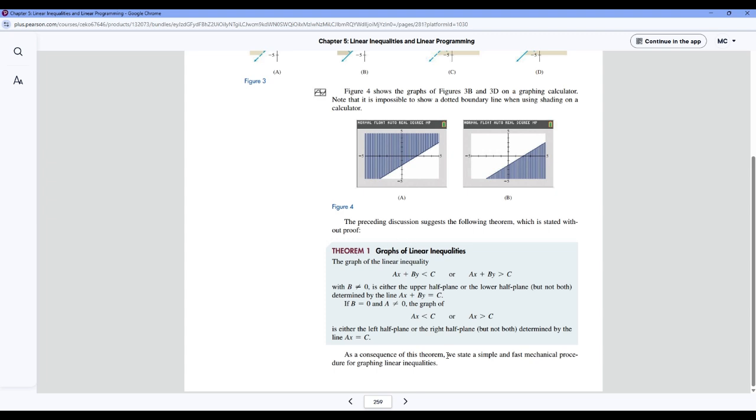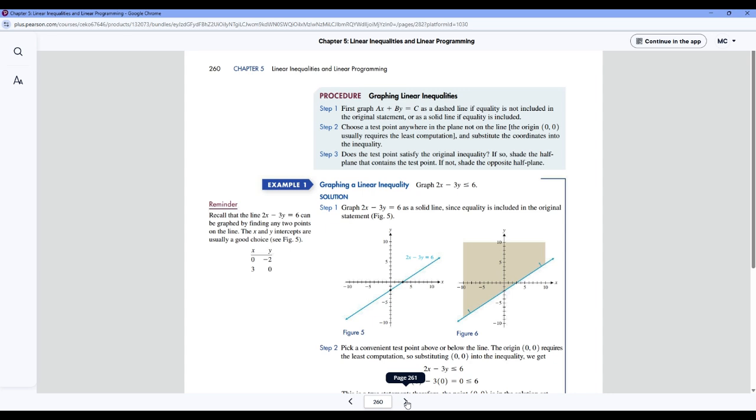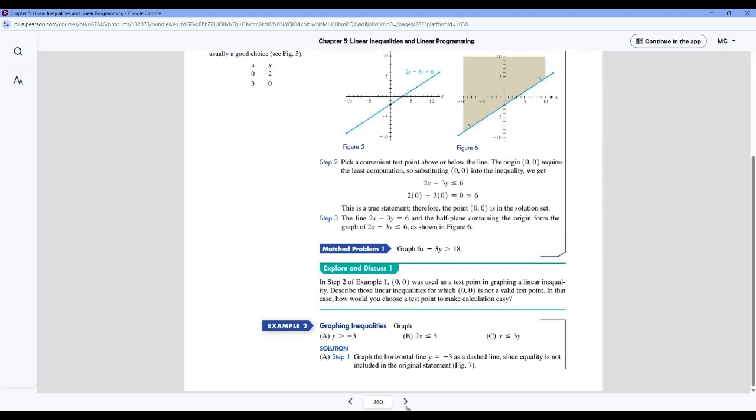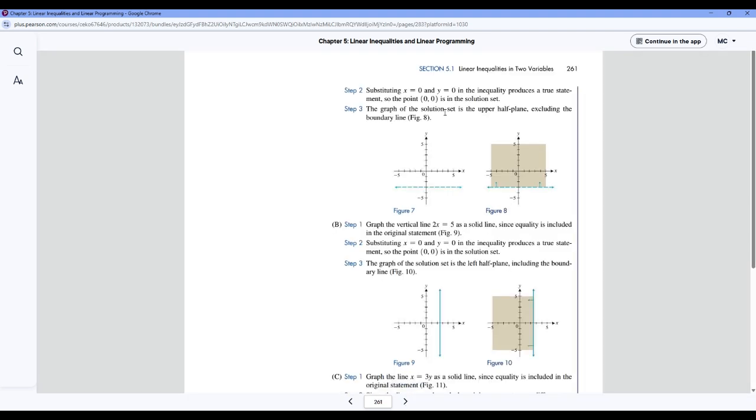Graphs of linear inequalities, so forth. So let's see what they say. First, graph in a dashed line, not included. Then choose a test point, literally test point the origin. That's my favorite, and then you just graph it. All right, let's move on.